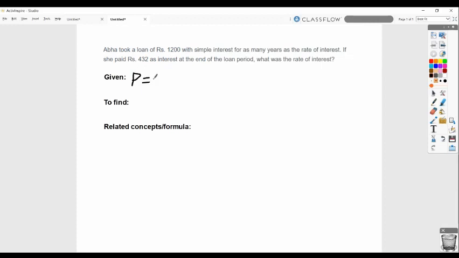The 1200 is a principal with simple interest. So we know this is a simple interest topic. For as many years as the rate of interest. That means we know in simple interest we have these time and interest rate. These two, as many years as rate of interest, that means these two are equal, right? So by reading a sentence, I am writing certain things so that I know I can use those concepts.